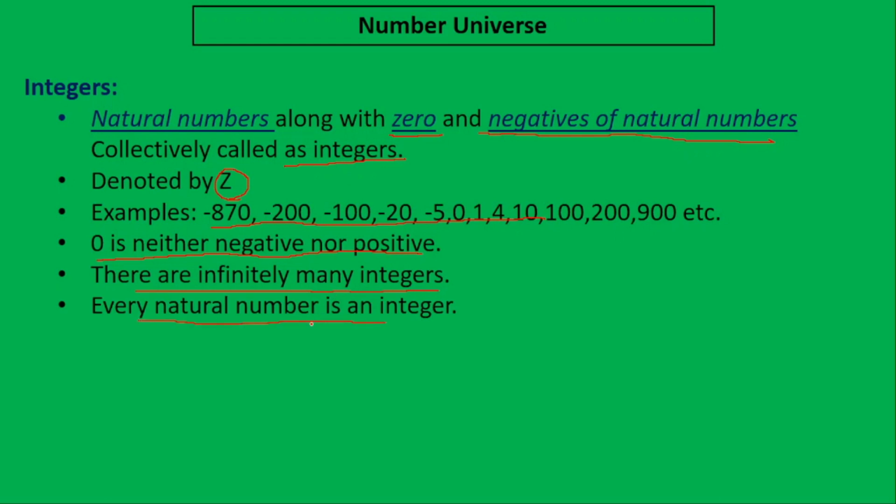Every natural number is an integer. True. But every integer is not a natural number. Like -5 is an integer but not a natural number. Reverse is not true. Every whole number is an integer. Reverse is not true. Now number line, very important concept.